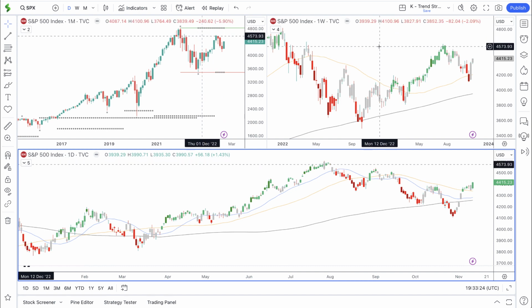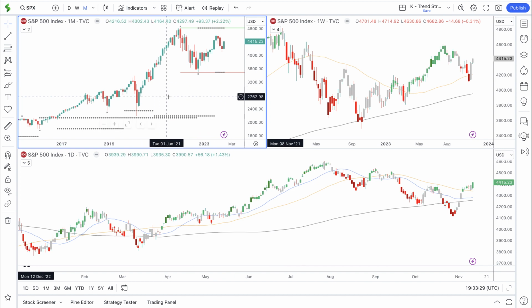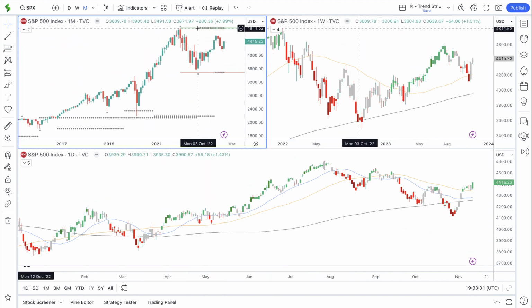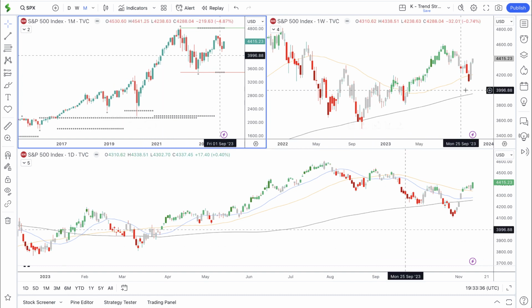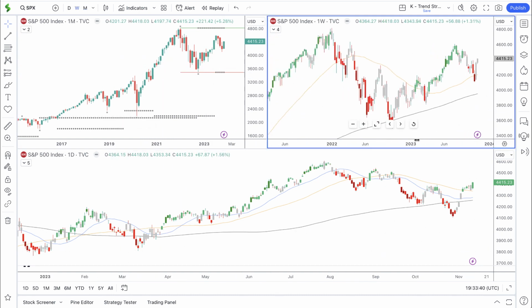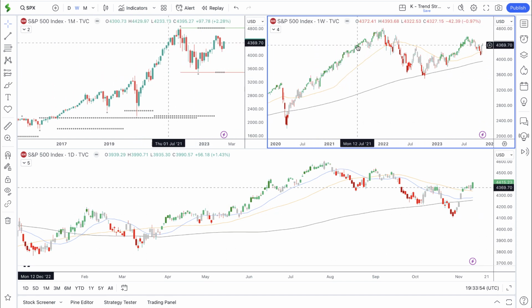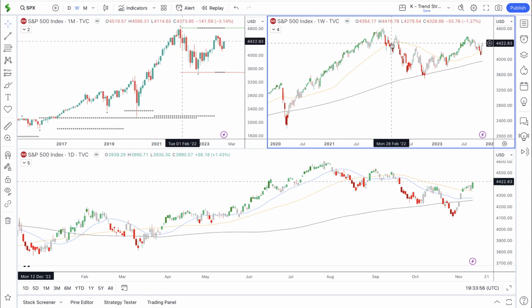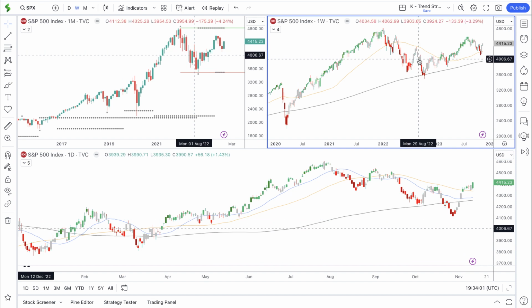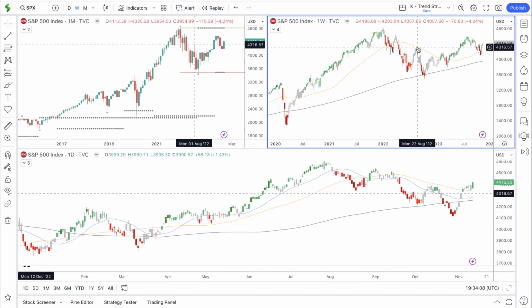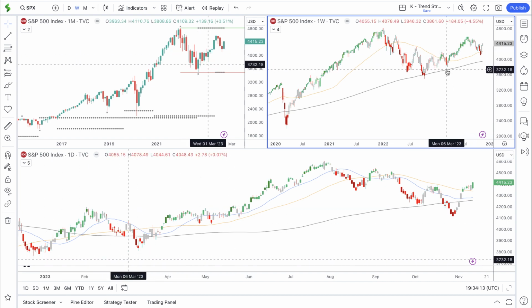So we have the three screens set up here. The top left-hand chart is the monthly time frame, and we have major levels of support and resistance displayed on the chart with these horizontal lines. And the top right-hand chart is the weekly time frame. Here we can see different trend filter colors. So green bars when the market is bullish, red bars when the market is bearish, and grey bars when the market pulls back or forms areas of consolidation. We also have the 50 simple moving average, the orange line, and the 200 simple moving average, the black line.